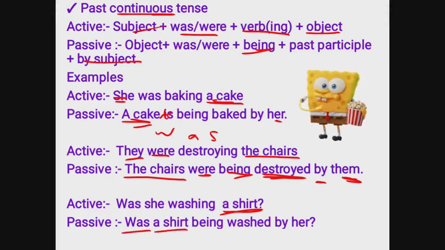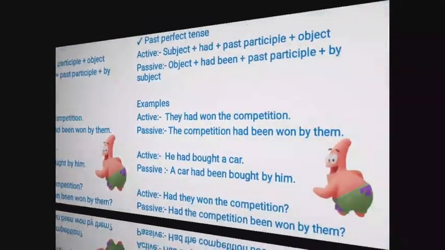Was a shirt. Then we put our being washed. Now washing is from the verb wash. Past tense of wash is washed. Past participle of wash is washed. So, was a shirt being washed by her? Take note, she becomes her. Was a shirt being washed by her? So that's the passive voice for this.